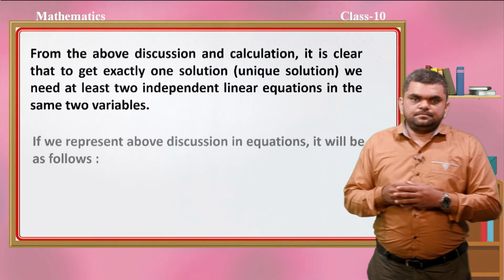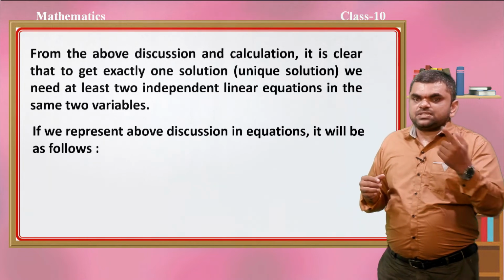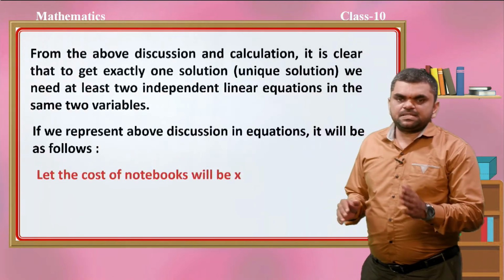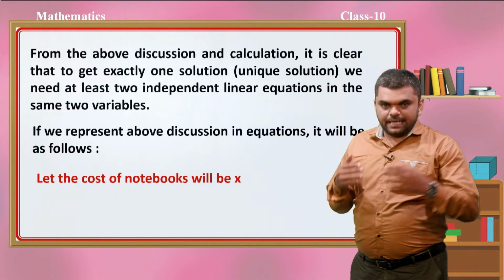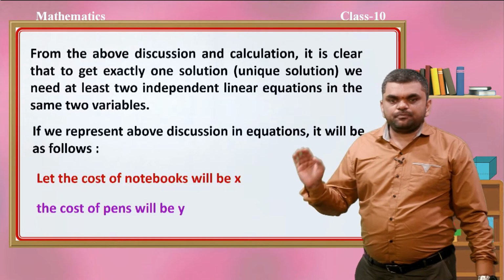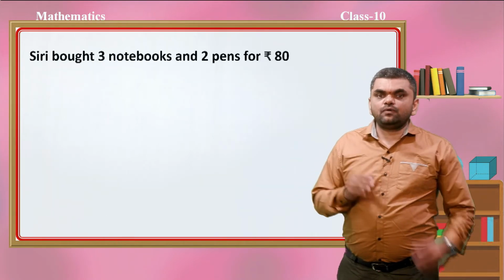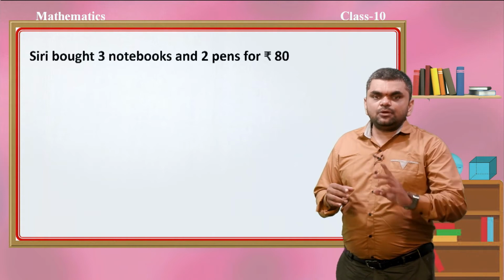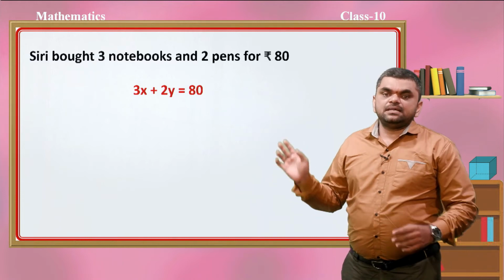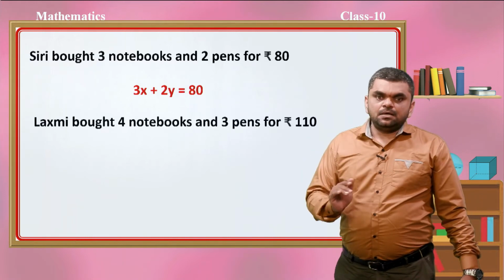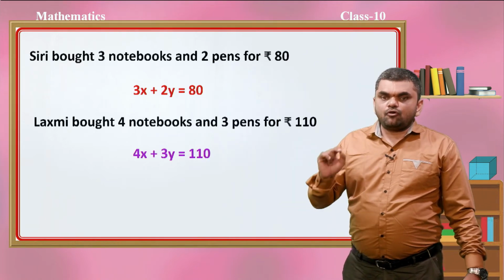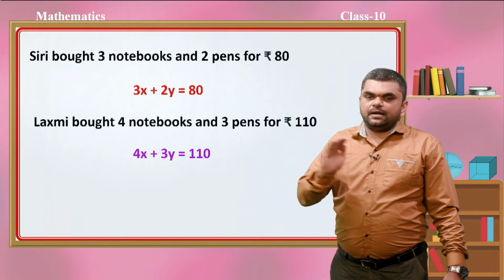Let us see here. If we represent the above discussion in equations, it will be as follows. Let the cost of a notebook be x, which is an unknown quantity, and the cost of a pen be y, which is also an unknown quantity. Here Siri bought 3 notebooks and 2 pens for 80 rupees, which means 3x plus 2y is equal to 80. Whereas Lakshmi bought 4 notebooks and 3 pens for 110, which means 4x plus 3y is equal to 110.